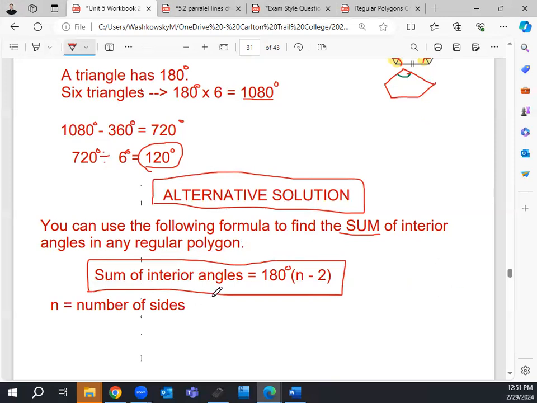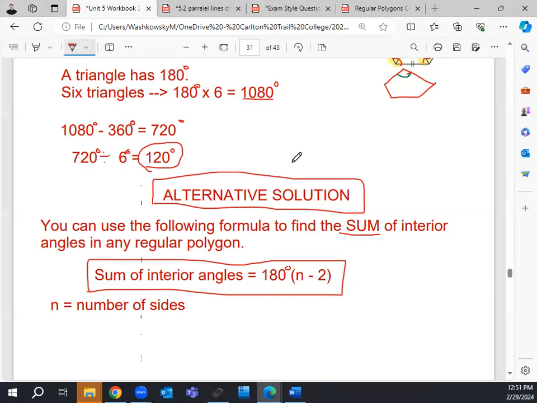How many degrees are in a square? 360 degrees. 4 minus 2 is 2. 2 times 180, 360. But how many degrees are in a triangle? 180. 3 sides minus the 2, I get 1. 180 degrees times 1 gives you 180 degrees. So it's a rule that always works as long as it is a regular polygon.